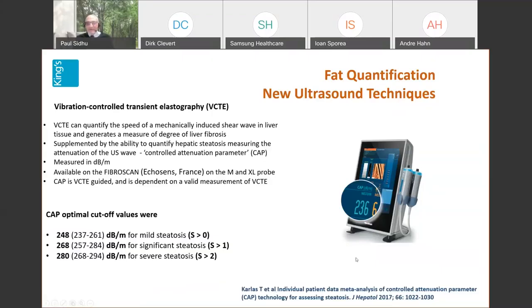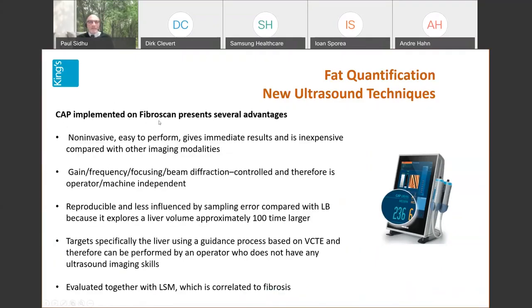And this has been worked out in a number of studies now, and you can measure the cutoff for S0, S1, S2 as mild, significant, severe steatosis, and there are numbers that have come out to give you this cutoff. There are advantages to using attenuation of the FibroScan when you're assessing fatty liver because it's easy to perform, gives immediate results, and is inexpensive compared to other imaging modalities. It's reproducible. It's less influenced by a sampling error compared with liver biopsy because it explores a liver volume 100 times larger than a biopsy.